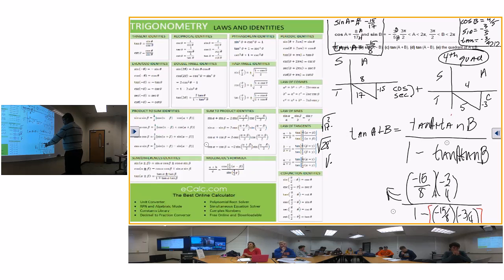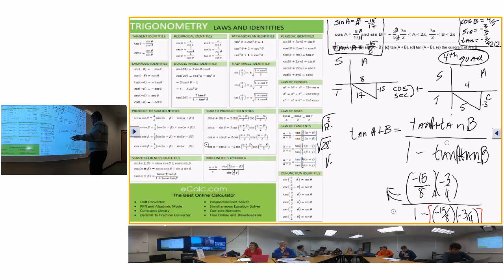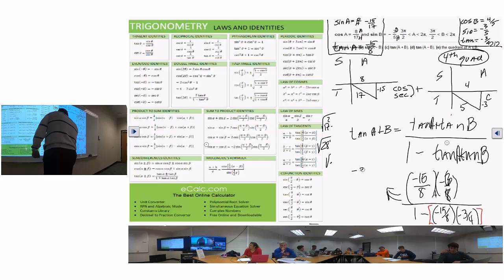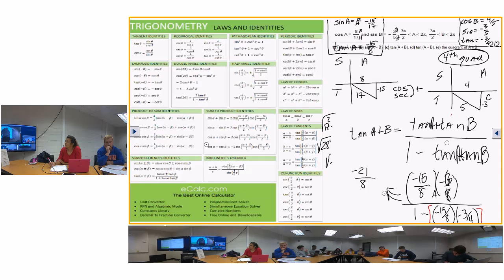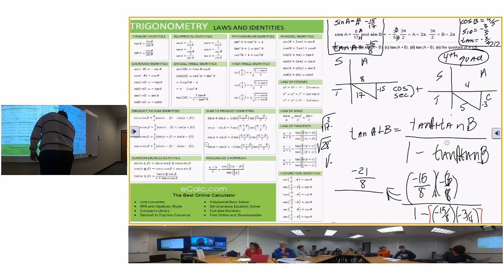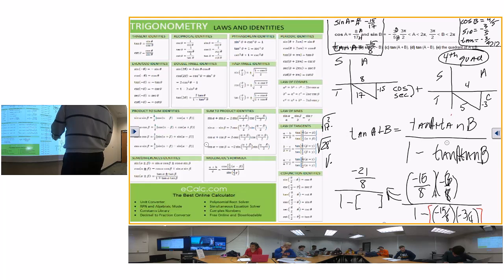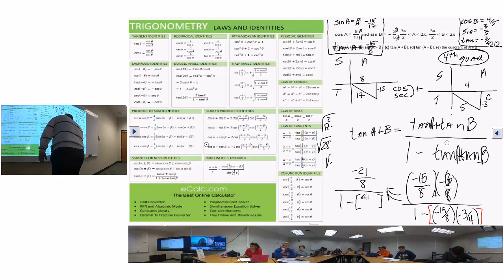So, negative 15 times negative 3 is our plus. We've got to get a common denominator. That's going to be 6 over 8. Somebody check me on that. Yeah. Negative 16 plus a negative 6 is negative 21 over 8. Correct. Over 1 minus brackets. And that's going to be positive 45 over 32. I can't reduce, so I'm just going to write negative 45 or positive 45 over 32.